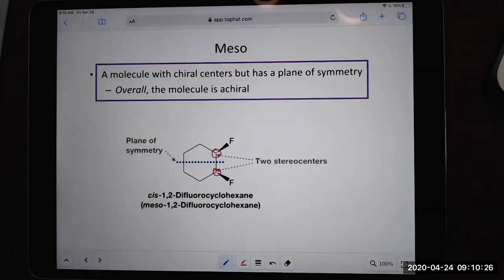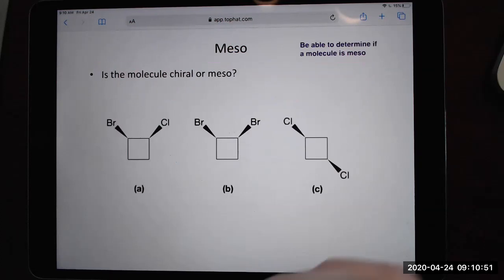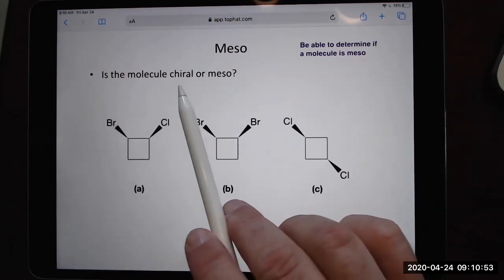meso just means it has chiral centers, but the molecules themselves cannot have an enantiomer, because if you make the mirror image, it's just the molecule. You're just remaking the molecule flipped over. It's this really weird sort of exception. It's not something you come across all that often in the lab, but you come across it in textbooks all the time. So, is the molecule chiral or meso?